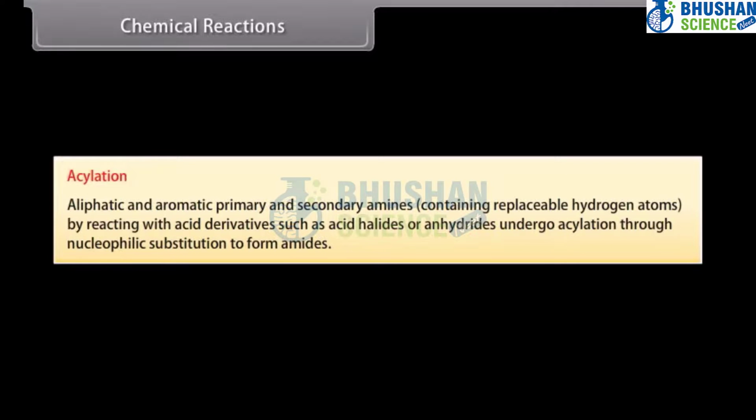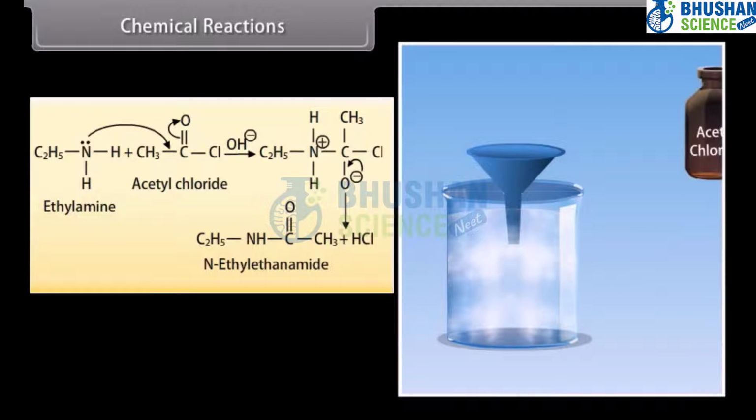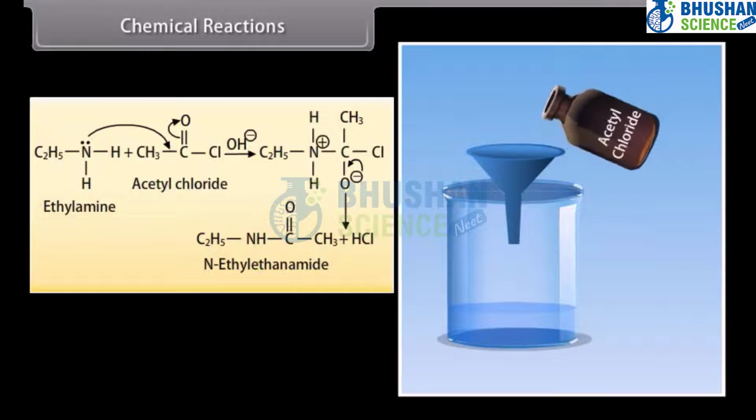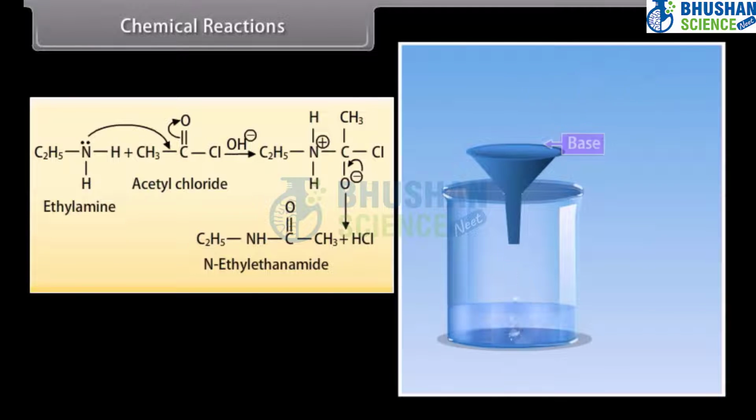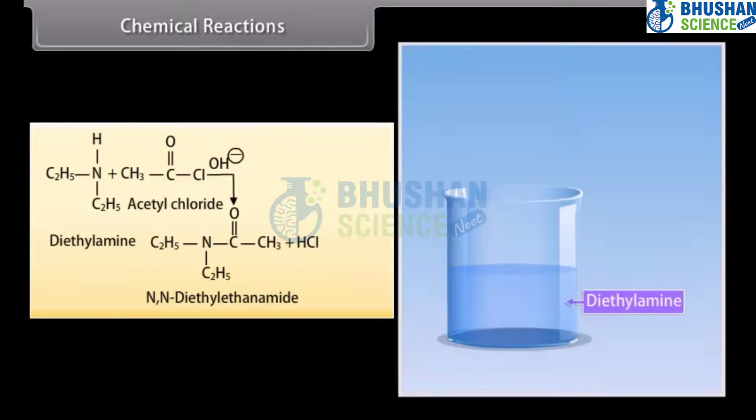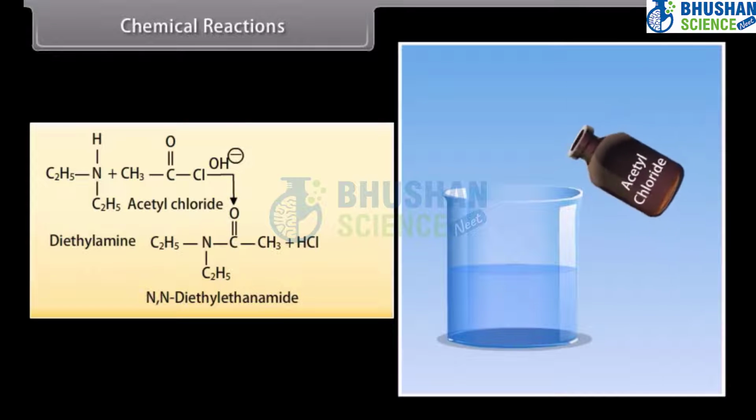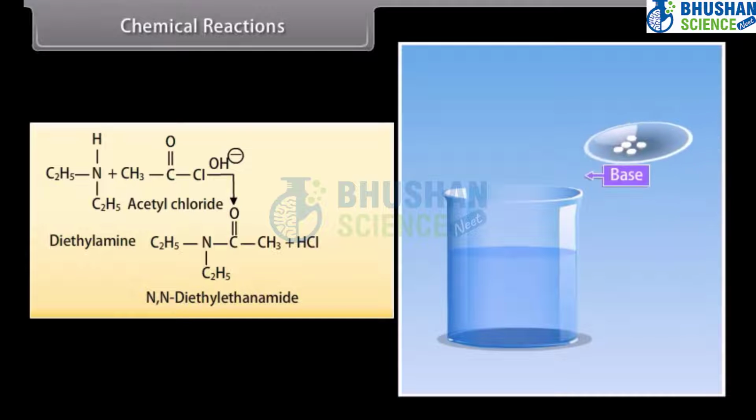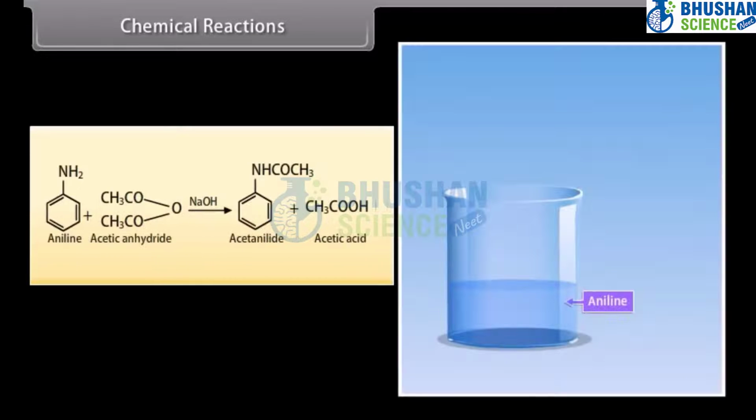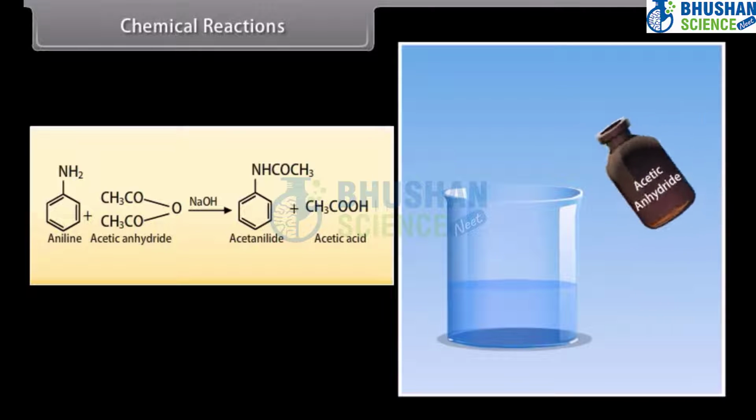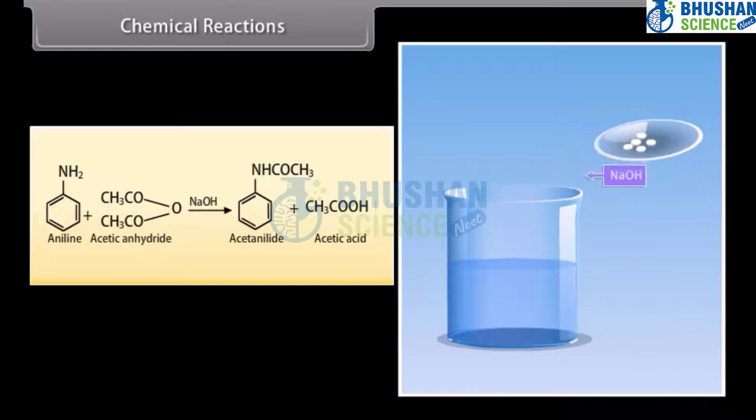Acylation. Aliphatic and aromatic primary and secondary amines containing replaceable hydrogen atoms, by reacting with acid derivatives such as acid halides or anhydrides, undergo acylation through nucleophilic substitution to form amides. Acetyl chloride reacts with ethylamine in the presence of base and forms an intermediate which forms N-ethylethanamide and hydrochloric acid. Acetyl chloride reacts with diethylamine in the presence of base and forms N,N-diethylethanamide and hydrochloric acid. Acetic anhydride reacts with aniline in the presence of sodium hydroxide and forms acetanilide and acetic acid.